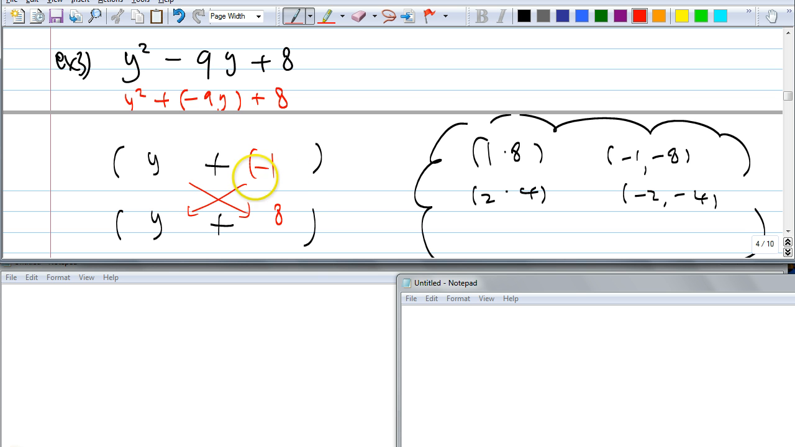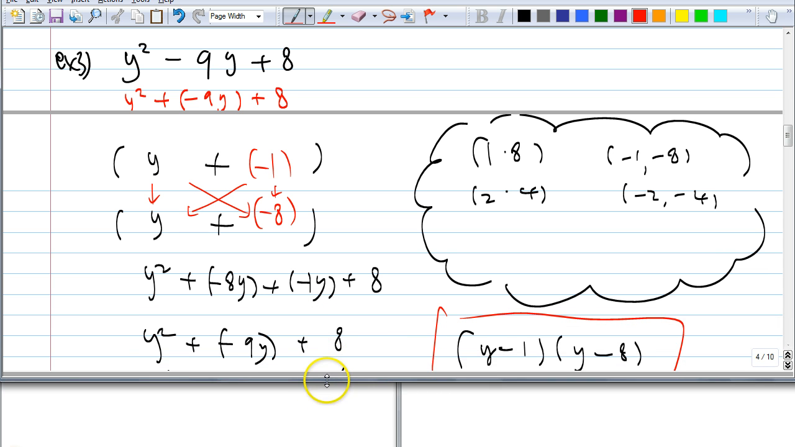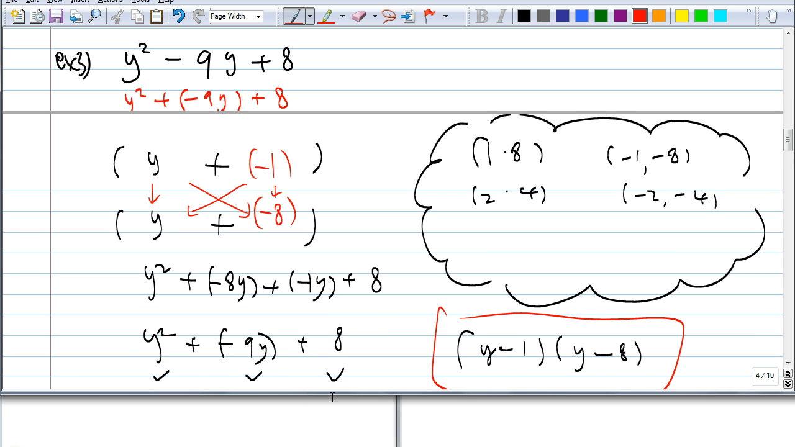Yeah, it should be negative 1 and negative 8. That way, when you do y times y, don't you get y squared, guys? And then you do y times negative 8, isn't that negative 8y? And then negative 1 times y, you get negative y. And then, lastly, negative 1 times negative 8, you get 8. Does it check? What's negative 8y plus negative 1y? Negative 9y. See, we got all three checks. Therefore, there's your answer: y plus 1 times y minus 8.